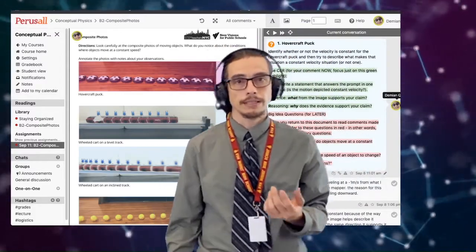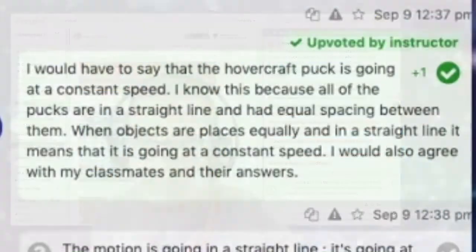All right. Let's read what some of you had to say. I would have to say that the hover puck is going at a constant speed. I know this because all of the pucks are in a straight line and had equal spacing between them. When objects are placed equally and in a straight line, it means that it's going at a constant speed.